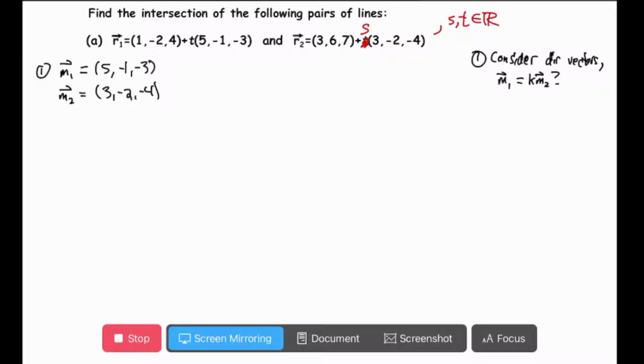Let's check if they are scalar multiples of each other. So 3 over 5 equals -2 over -1 equals -4 over -3. Those don't look equal to me, so m1 is not a scalar multiple of m2. So these lines are not parallel.